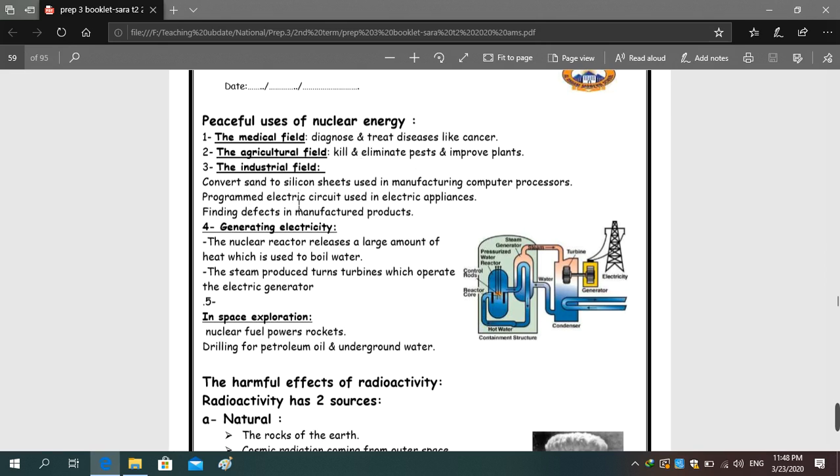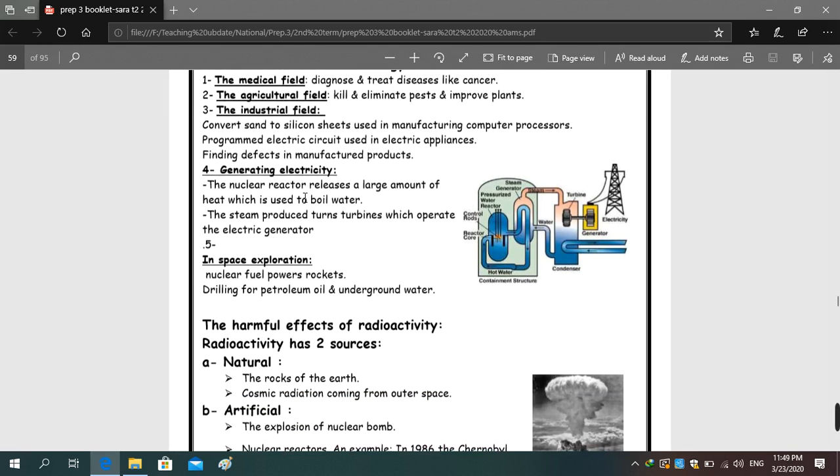Number three, the industrial field: converting sand to silicon. By conversion of this sand to silicon sheets, we can use this silicon in manufacturing computer processors, programmed electric circuits used in electric appliances, and finding defects in manufactured products using a radioactive element. Also generating electricity by using a nuclear reactor.